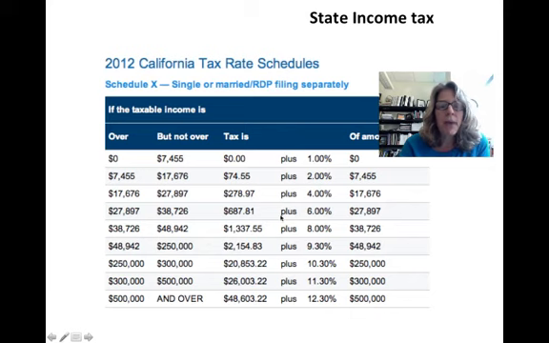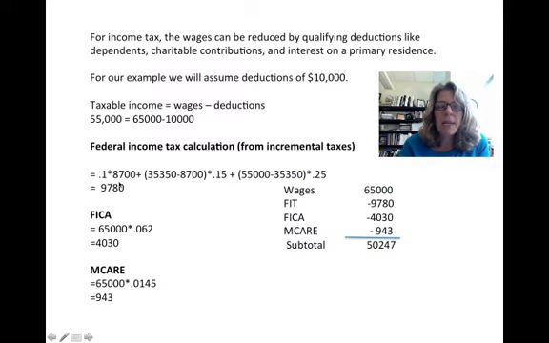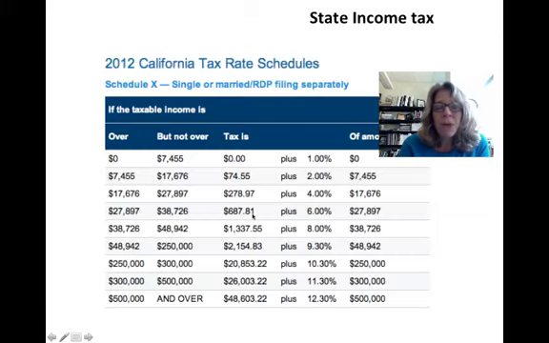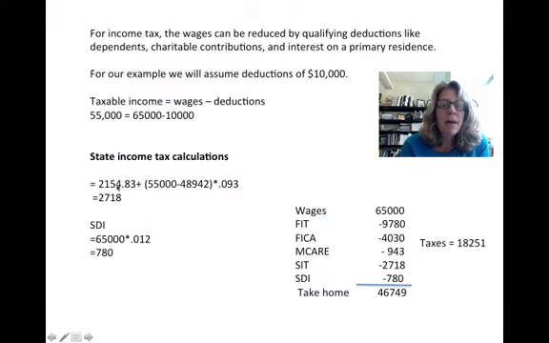Instead of doing it like we did here, where we did the first $8,700 is 10%, etc., we're going to actually use the way they do it here, which is we indicate where our income is falling. We have 55,000, so it's between 48,000 and 250,000. So that means we have this amount of tax plus 9.3% of anything over 48,000, which is this limit. I'm going to show you that calculation then. So it's 254 plus 55,000 minus 48,942 times 9.3%. And that means the state income tax is 2,718.